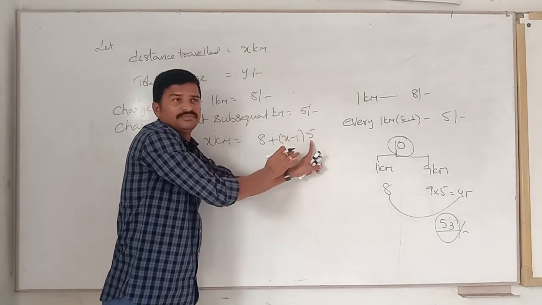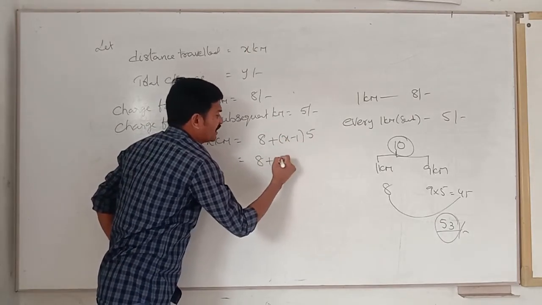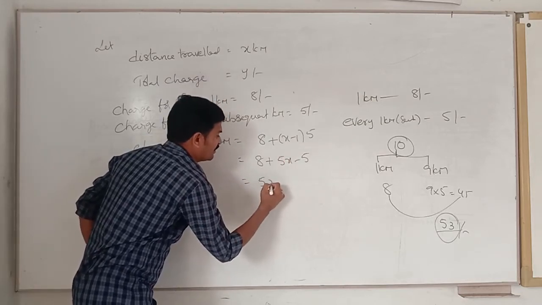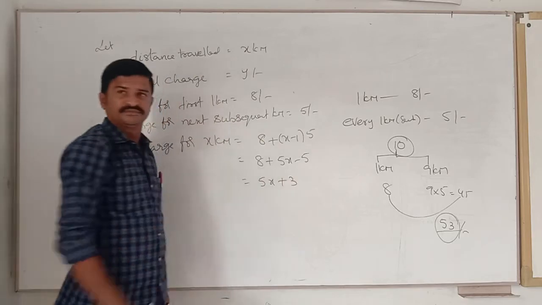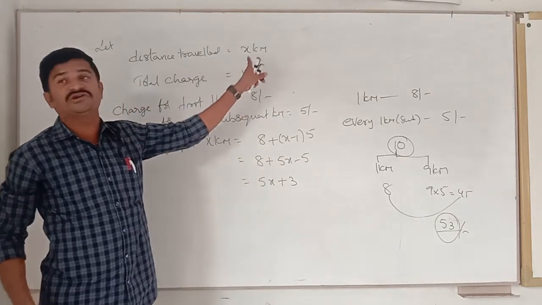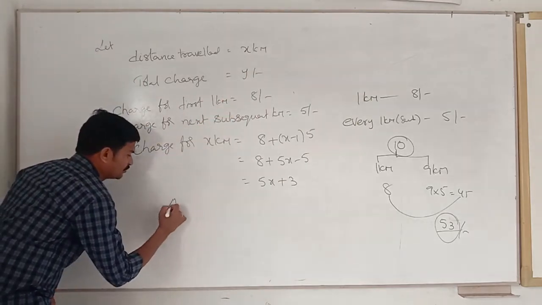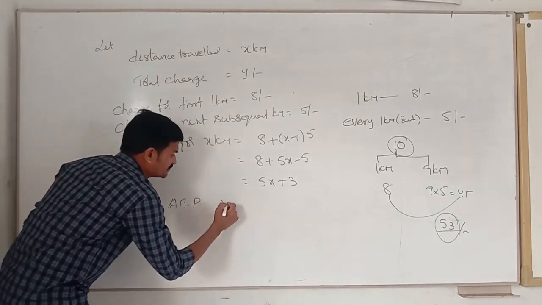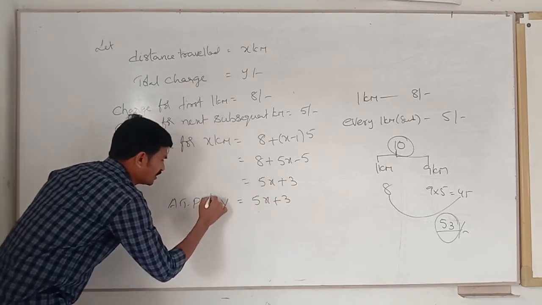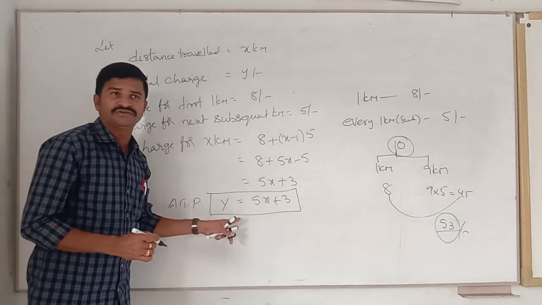Now this is how much, children? 8 plus 5x minus 5. That equals to how much? 5x plus 3. This is the total charge. But our assumption, how much did we take as the total charge? Y. Y or not? So according to the problem, this y equals 5x plus 3. Now we got an equation or not? Yes. Do you know how to prepare the table for this?